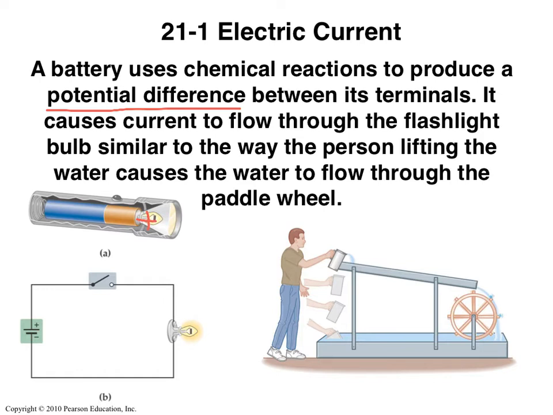For instance, this causes the current to flow through a flashlight, similar to the way a person lifting water can flow through this paddle wheel. So potential difference. If you look at this picture, this paddle wheel, the person is putting water in this, and then that is causing this to move. So that's creating that potential difference.